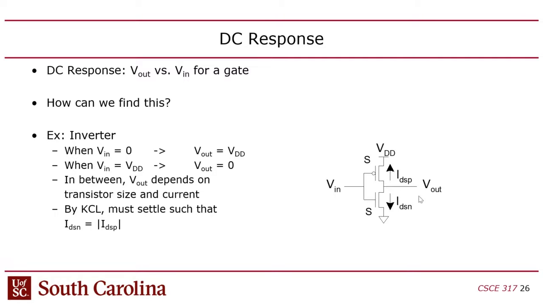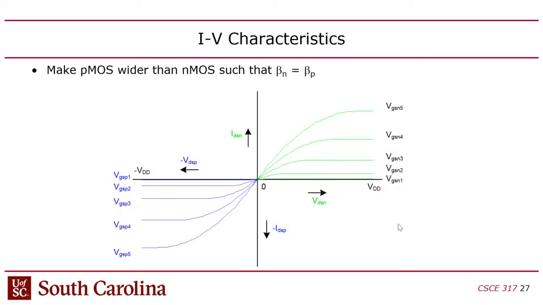But if we simplify this and we assume there's no outgoing current, then we basically just have to balance the current going through these two transistors, right? So the amount of current coming out of VDD through the top transistor should equal the current going down through the bottom transistor.